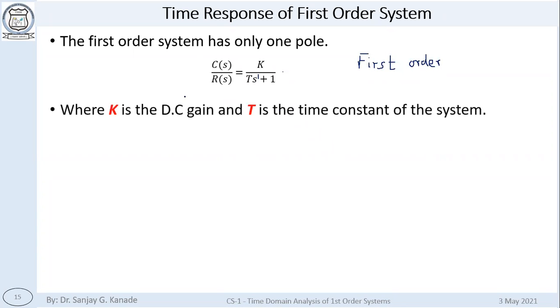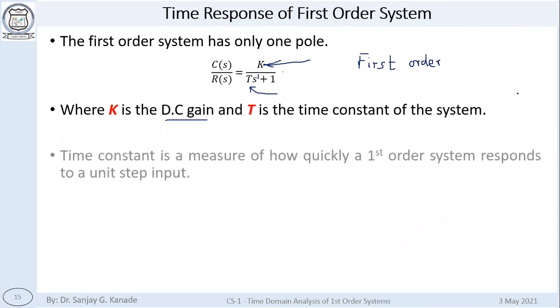Now in this equation, remember the format of the equation. In this equation, this K is called the DC gain of the system, and T here, capital T, is called the time constant of the system. These are the two components of a first order system transfer function.